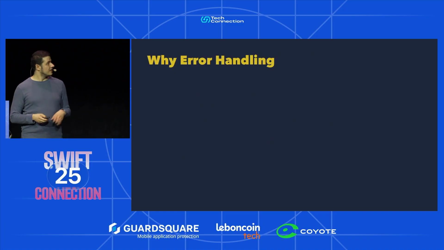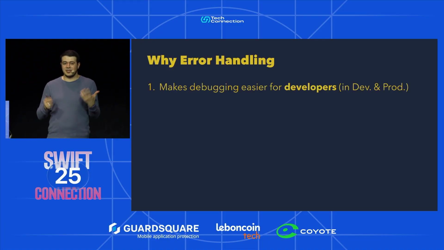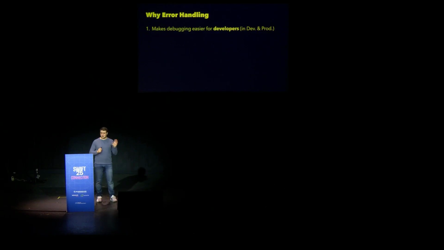Let's continue. I want to cover why error handling is important as well. There are two main reasons why we should care about error handling. The first is it makes debugging easier. We just saw this already. And it should be both in development and production. But also, it can improve our user experience in our apps.